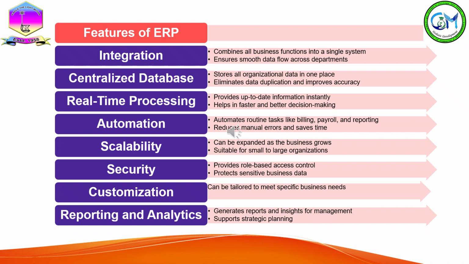Next one, automation. It automates routine tasks like billing, payroll, reporting, stocking, inventory, and dispatching, everything done automatically with a single system, and it also reduces manual errors and saves time. Next one is scalability. It can be expanded as the business grows, and it's suitable for small to large organizations. Next is security. It provides role-based access control and protects sensitive business data. And customization. It can be tailored to meet specific business needs of their clients accordingly.